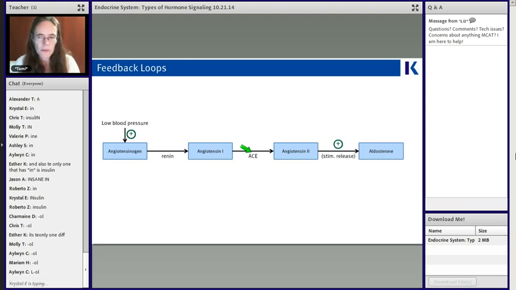Which steroid hormone? Oh, well, oops, it popped up on the screen. I didn't mean to click it that many times. You guys already have the answer.